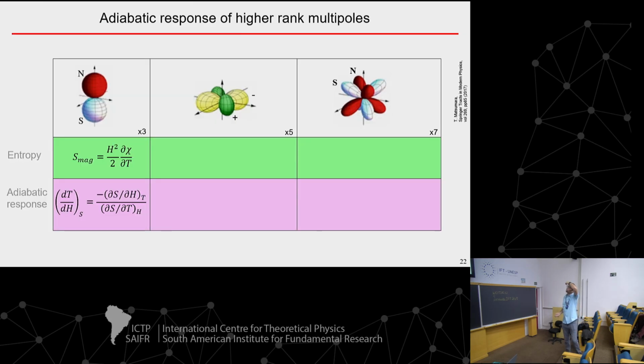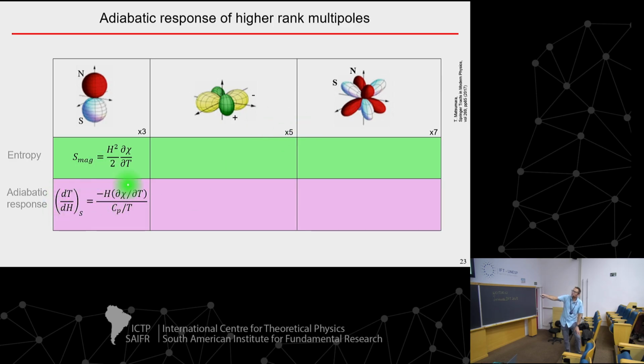All right, so now I go back to my little table of dipole, quadrupole, octupole, but now I'm going to look at the entropy and the adiabatic response. We've looked at the dipole. The magnetic entropy goes like H squared times dχ/dT. Because the entropy varies with field, you want to look at the field derivative of this. So that was the magnetocaloric effect, and we saw that dS/dH is H times dχ/dT.